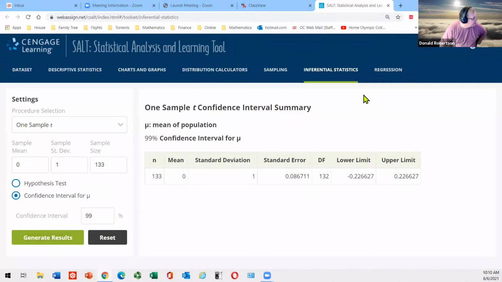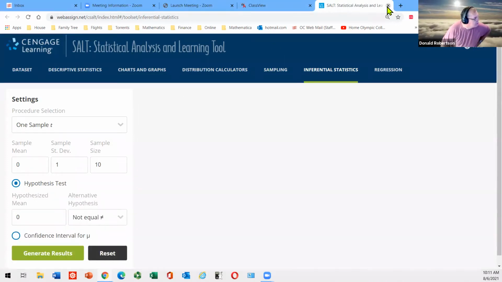And I made the mistake because I'm... wait a minute, have I? No, 0.226. I thought I'd made a mistake. That is a mistake. I know that's wrong. Reset. Kick out of there. Oh, I know what's happened.